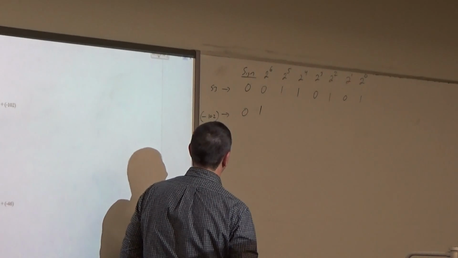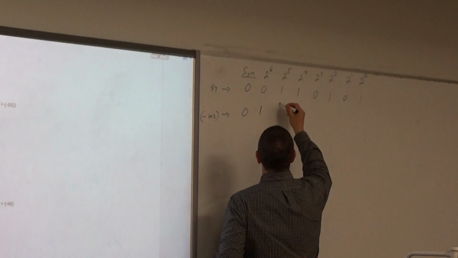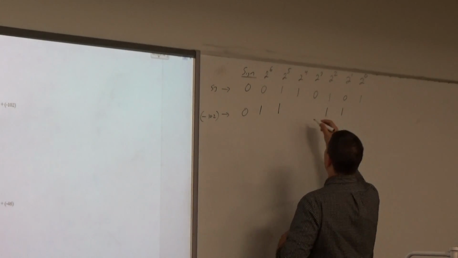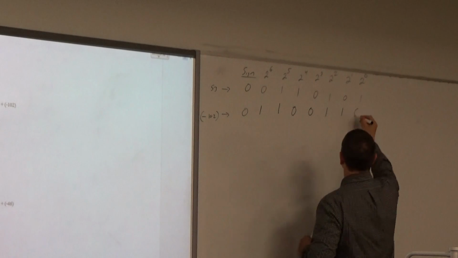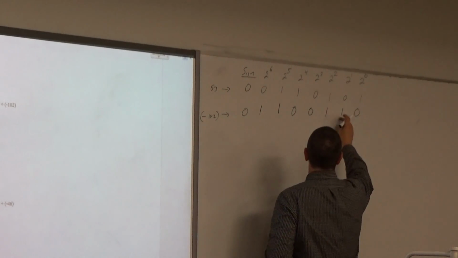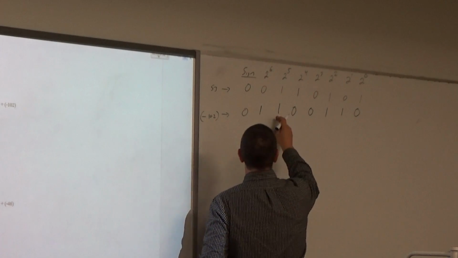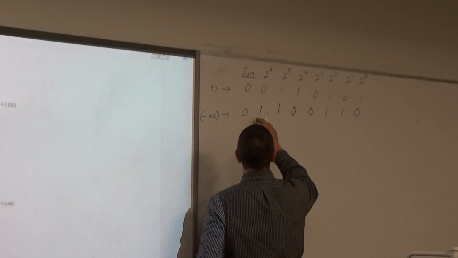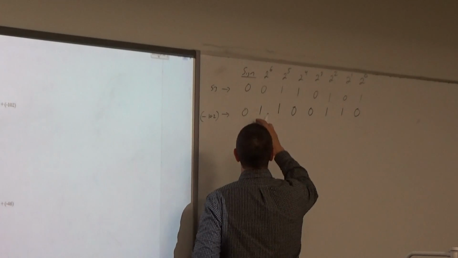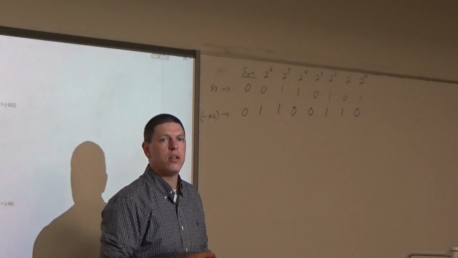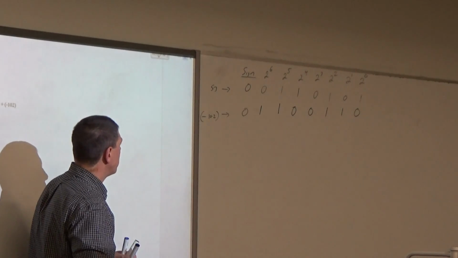And then to get 38, that's going to be 32 and 6. So it's going to be 2 plus 4, which is 6. 6 and 32 is 38. 38 and 64 is 102. Is that correct, guys? Can somebody verify? Sure, why not? 0, 1, 1, 0, 0, 1, 1, 0. Yep, that looks good.